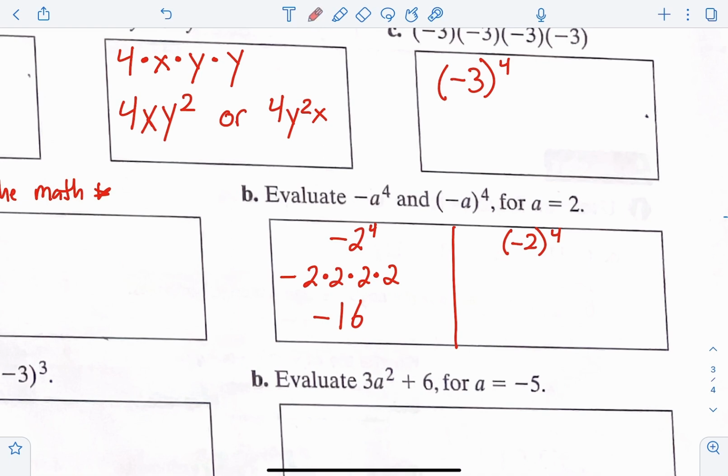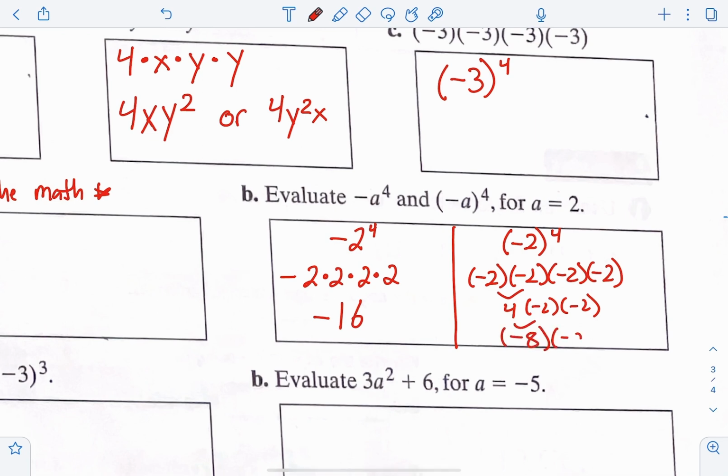If the negative 2 is inside the parentheses, I would rewrite this as negative 2 times negative 2. All of these are in parentheses times negative 2. Now, when I do that, negative 2 times negative 2, this is going to get me a positive 4 times negative 2. Here, I'll just rewrite them down here. So then I still have negative 2 and negative 2. 4 times negative 2, these two together is going to get me a negative 8 times negative 2 is going to get me a positive 16.